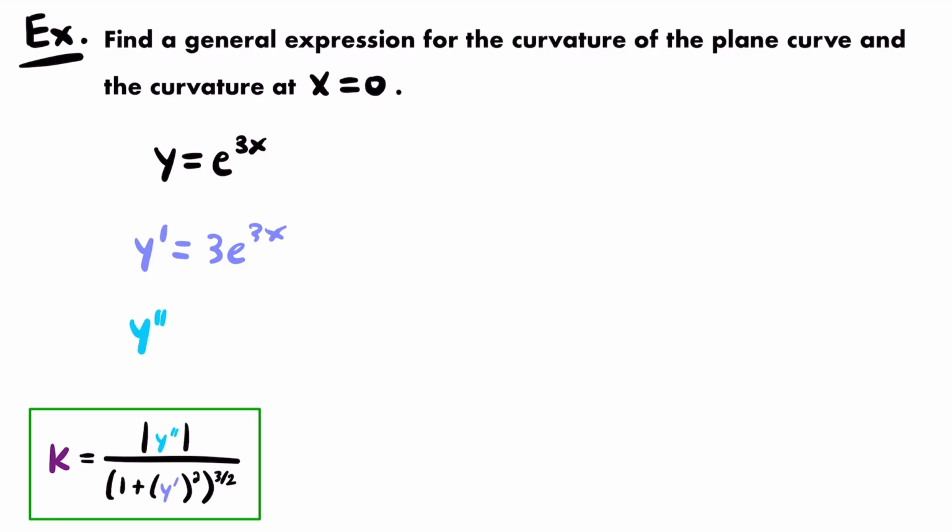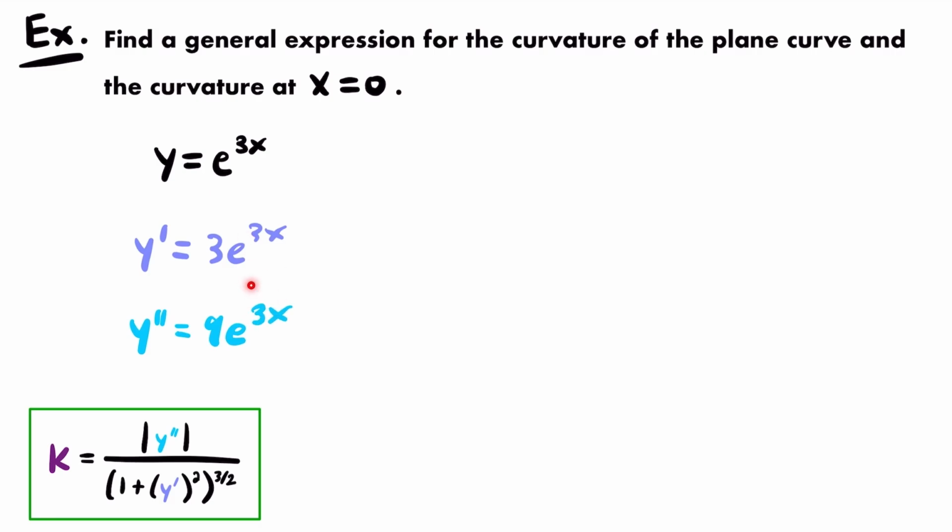We'll have y double prime is equal to the derivative of the first derivative. So really it's the same thing, except we're going to multiply by another factor of 3, because when you take the derivative of e to the power of 3x, you have to multiply by the derivative of that exponent. So you'll have 3 times 3, which is 9, and then e to the power of 3x.